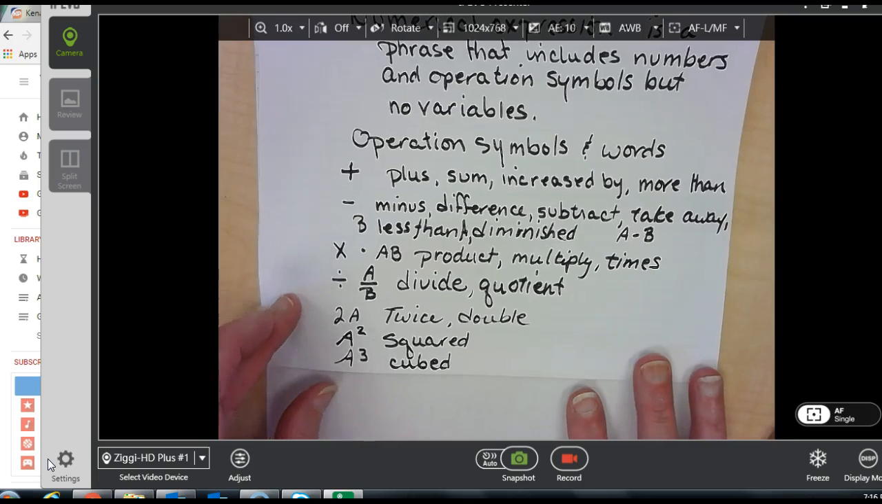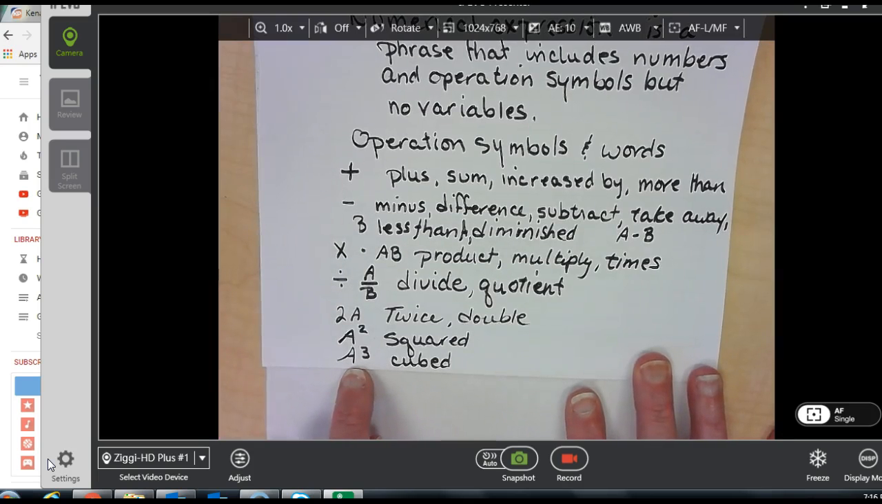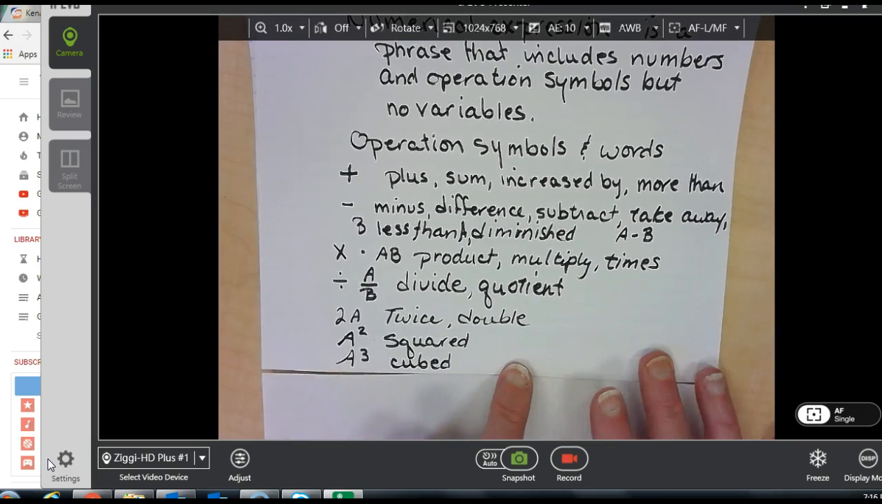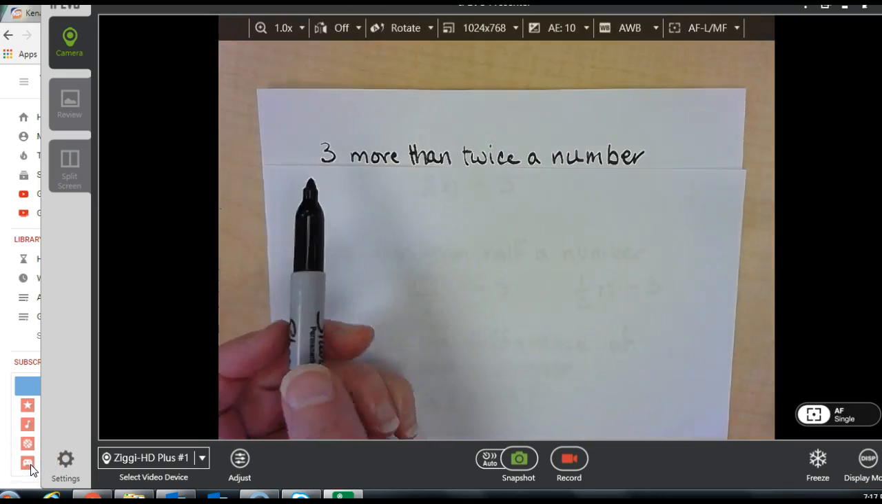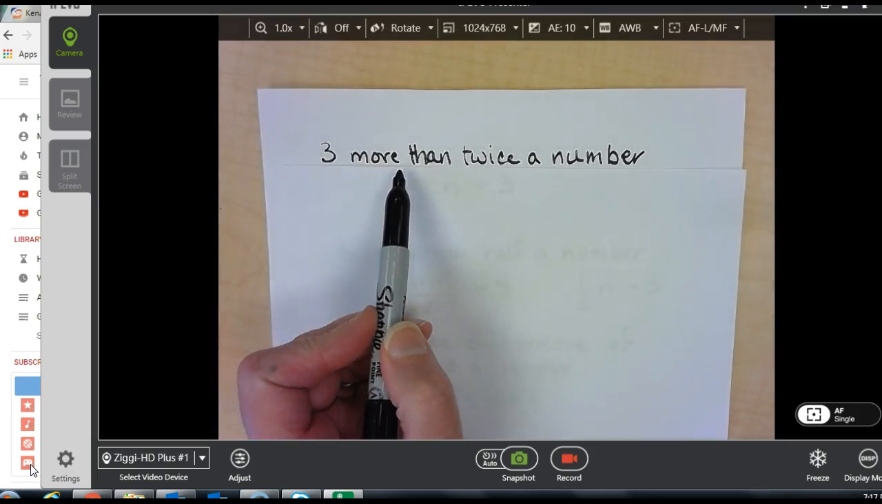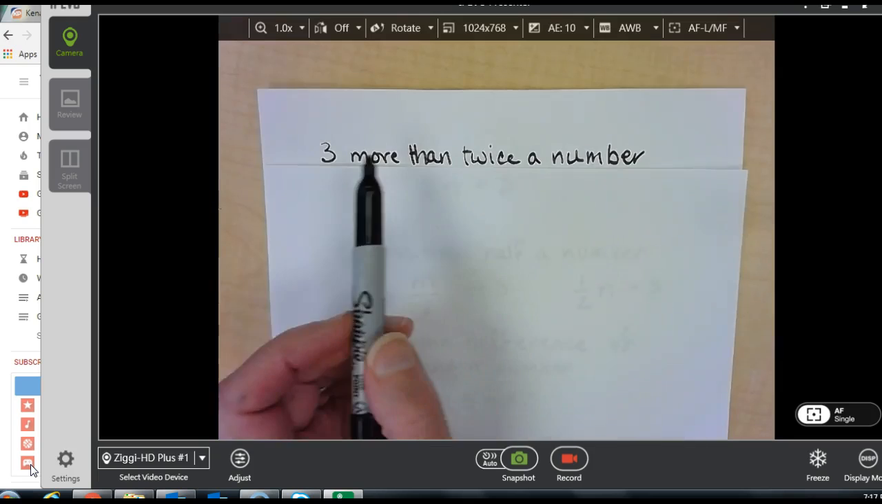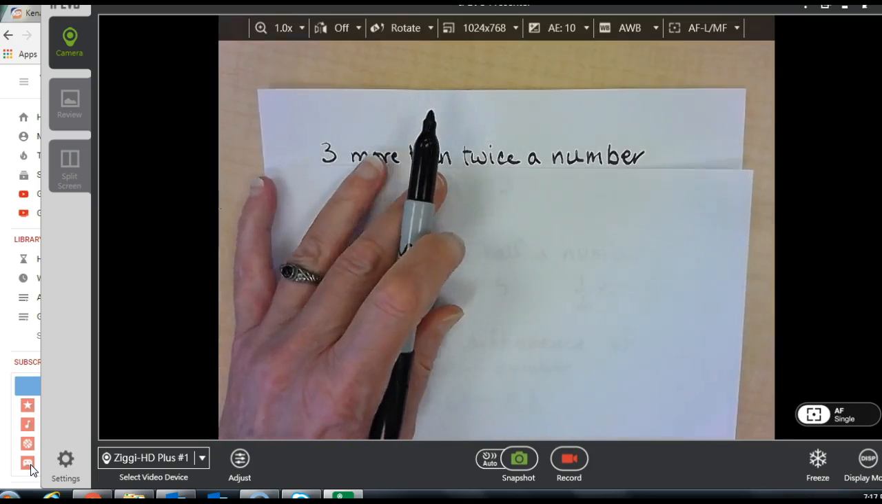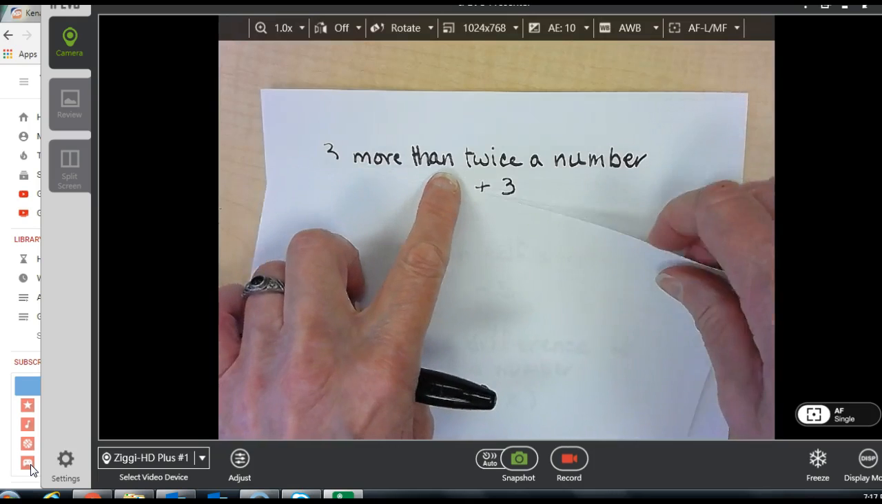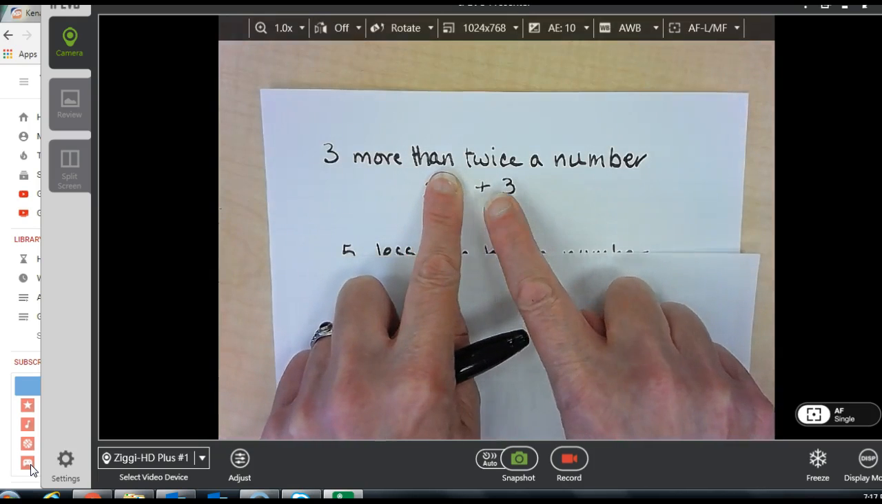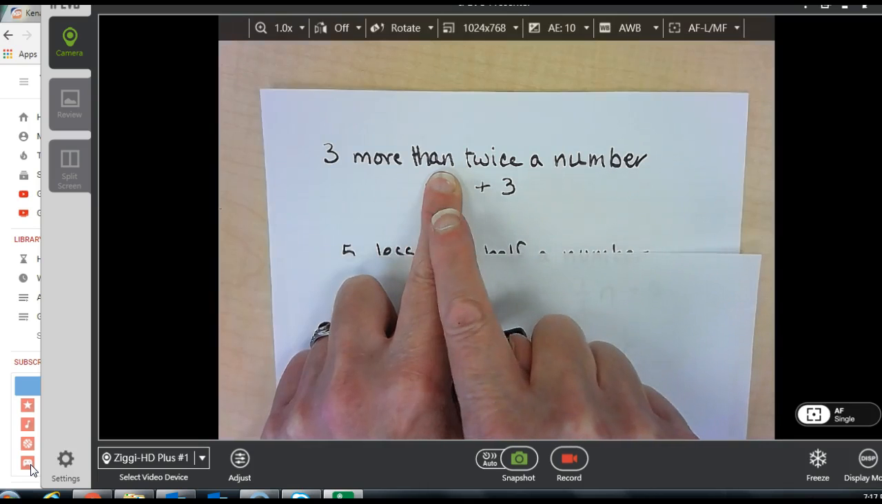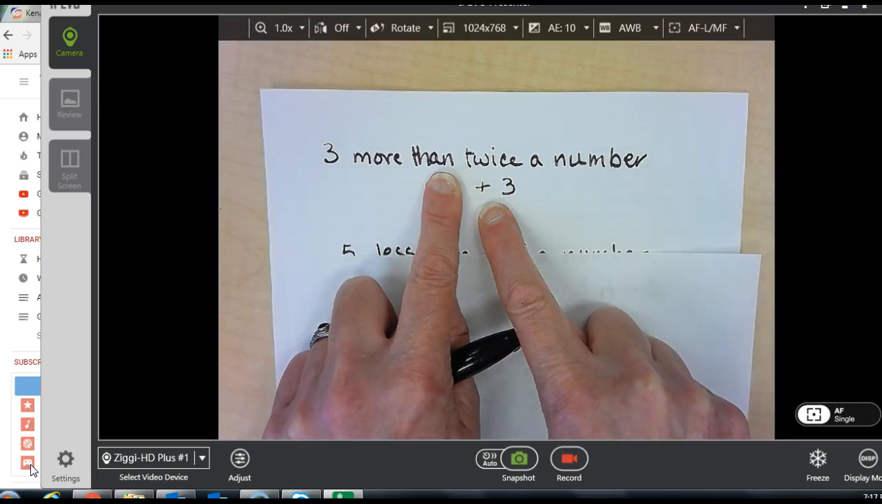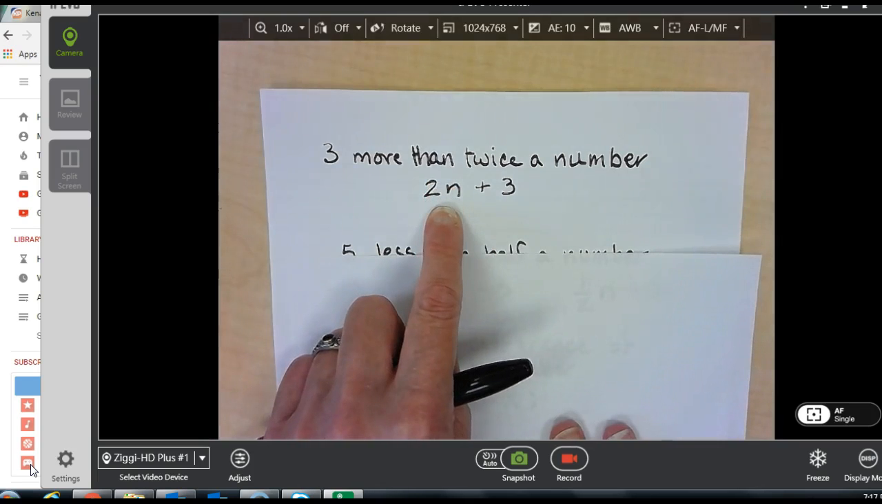We can also cube things. Cube means to the third power. So if we have 3 cubed, it means 3 times 3 times 3. So 3 times 3 is 9, times 3 is 27. So if we have the expression 3 more than twice a number, you want 3 more than something, so you're writing down your plus 3, and then you have twice a number. So it's 3 more than twice a number, so you're adding 3 to that twice a number, so you'd have 2n plus 3.